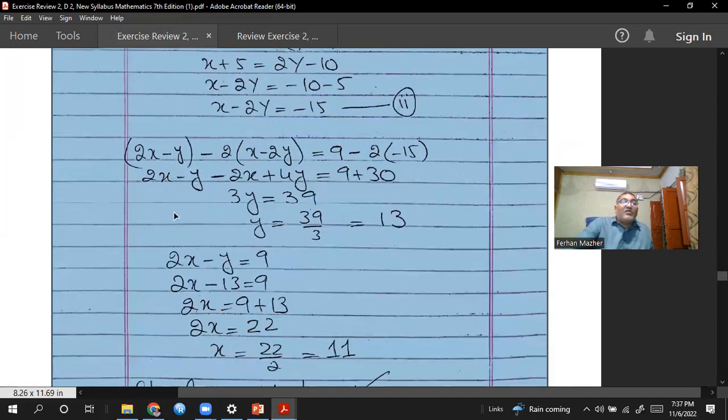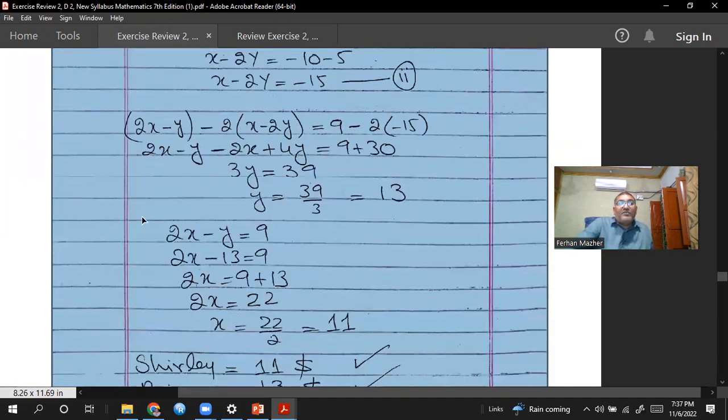So now you can see 2x minus y minus 2 bracket x minus 2y bracket close equals 9 minus 2 bracket minus 15 bracket close. So you will have 2x minus y minus 2x plus 4y equals 9 plus 30. So minus 2x plus 2x cancel each other. And you will have minus y plus 4y, that will be 3y, equals 30 plus 9, that's 39. So 3y equals 39. So y will be 39 divided by 3, that will give you 13.